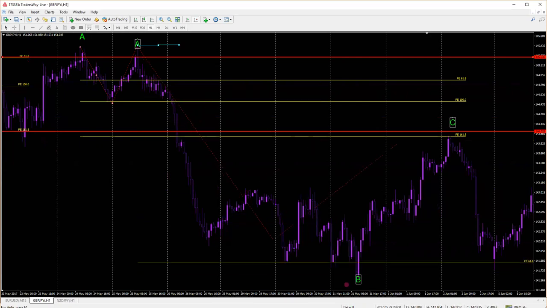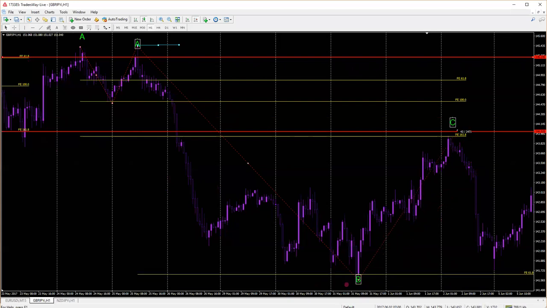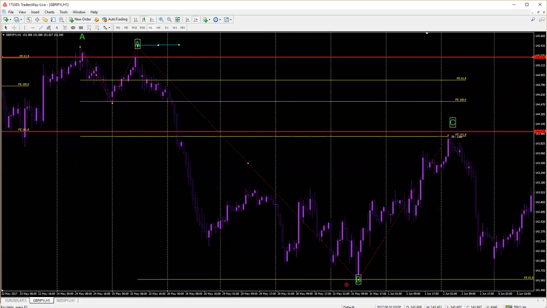A, B, and here's your C. Okay, here's your C. Right here. Perfect. A, B, C. Now, this is a huge ABC formation, and I love when I see these huge ABC formations. A, B, C, take profit 1 is right here.